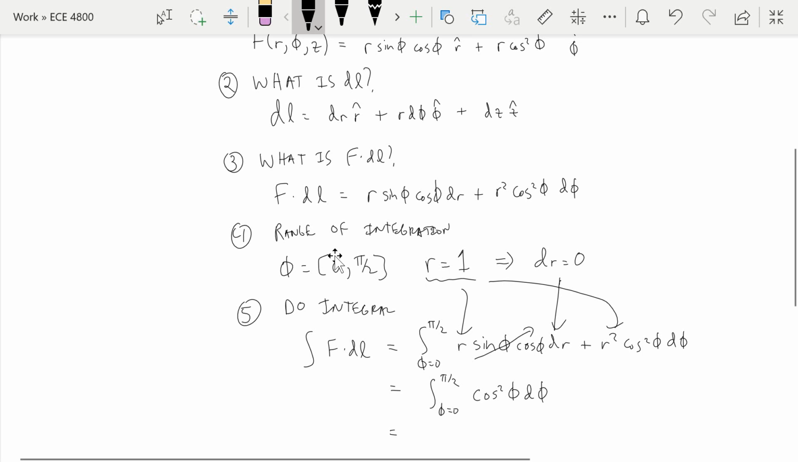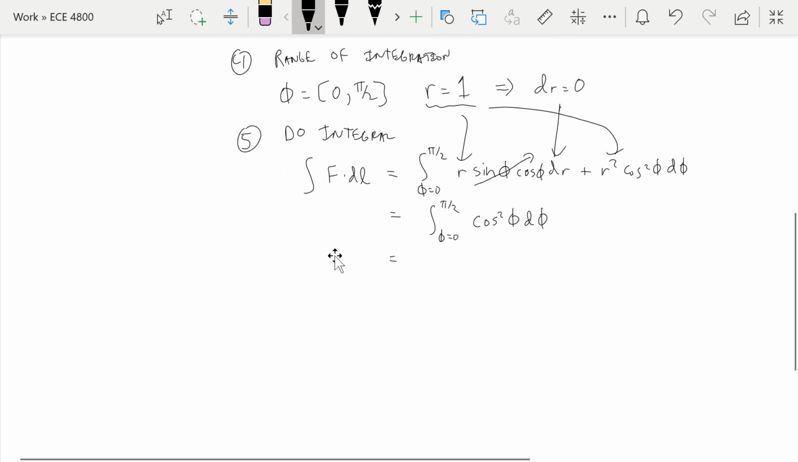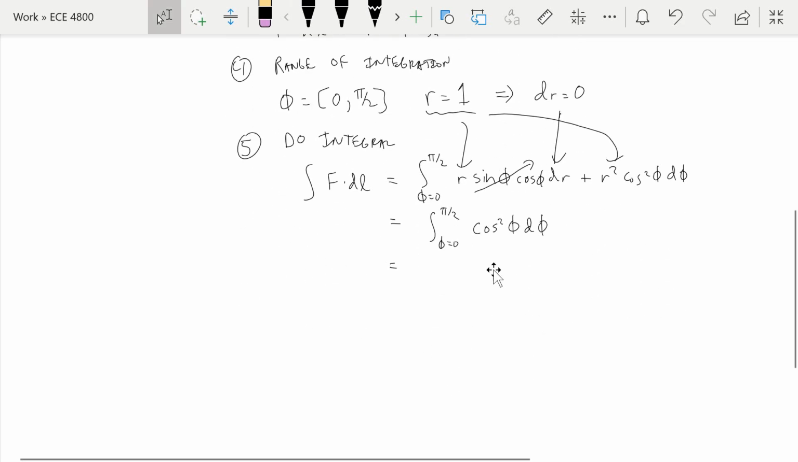Okay. Now the integral of cosine squared of d phi, this is something that you can look up on an integral table, and that's how I would suggest that you do that. So the integral of this is 1/2 times phi plus sine of 2 phi over 2, and our limits are 0 to pi over 2.